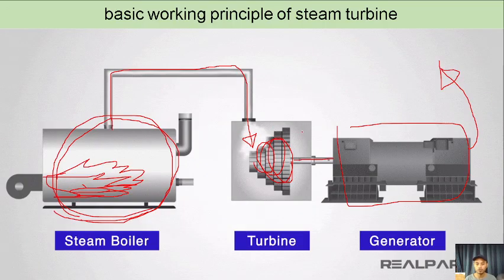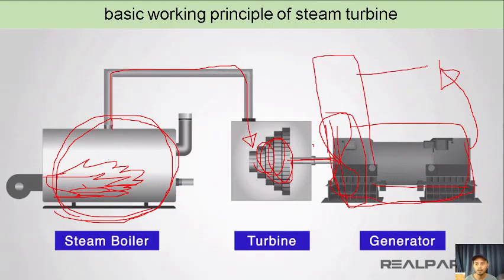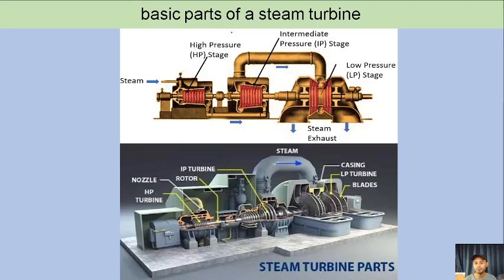So for example, if your turbine is connected to a propeller, you will have to use a reduction gear, and then you can put a generator in here, and then a reduction gear in here. You can put another one, so you can connect it to a propeller, so you can also use that as propulsion. Okay, so that's the basic working principle of steam turbine.